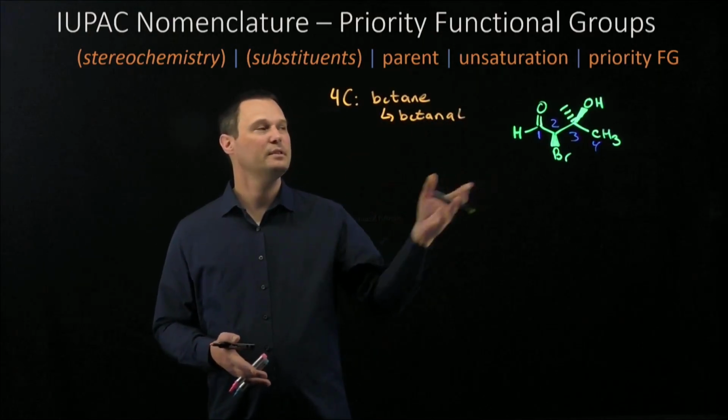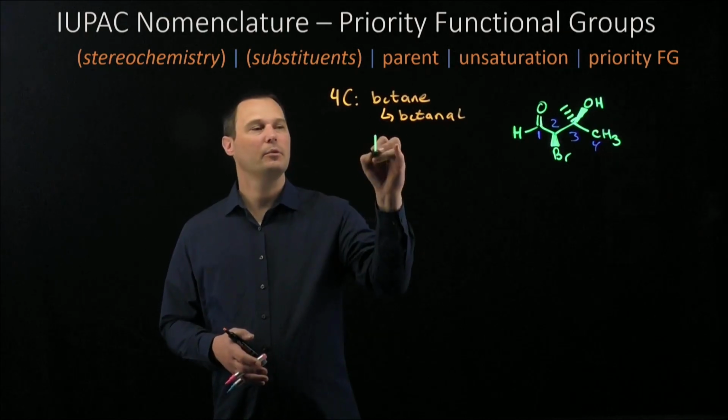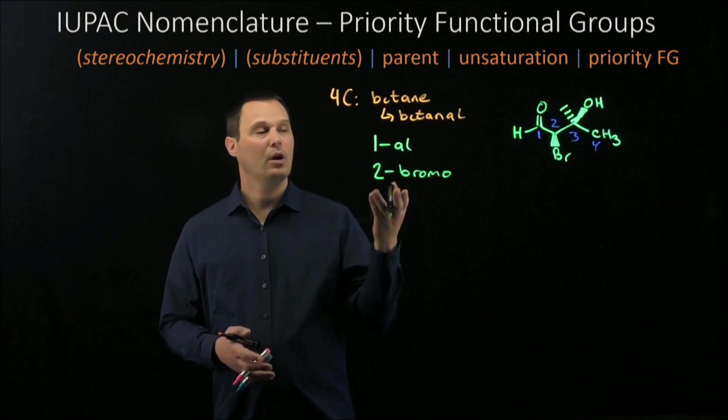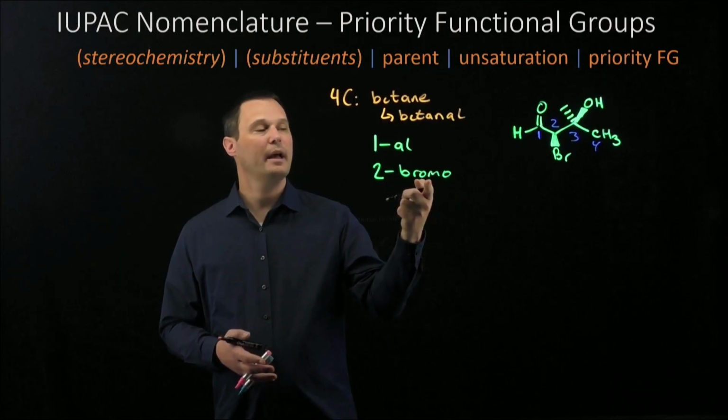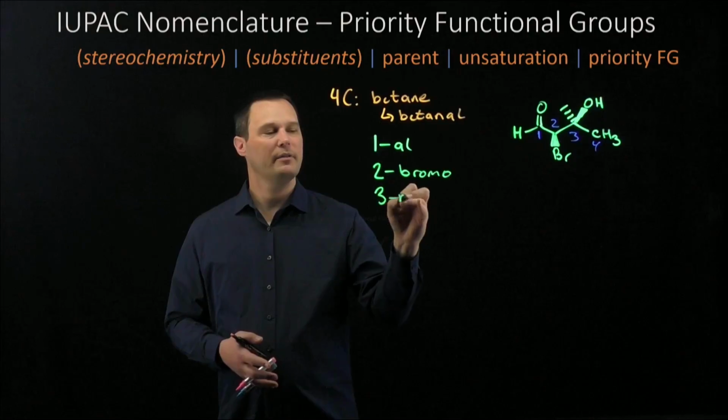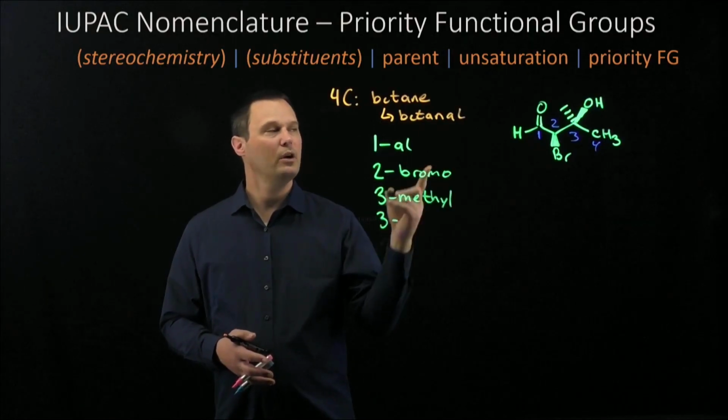Next, we list the substituents and their locations in the molecule. On carbon number 1, we have the aldehyde functional group. On carbon 2, we have the bromo group. Recall that for halogens, we take the name of the halogen and we add O on the end, and this becomes a bromo group. On carbon 3, we have the methyl group. And on carbon 3, we also have the alcohol.